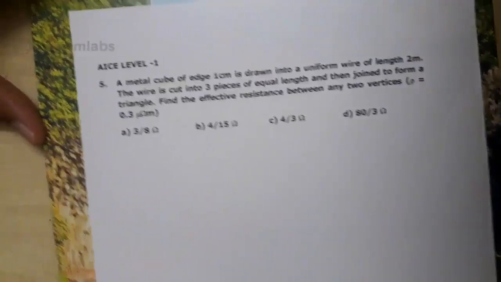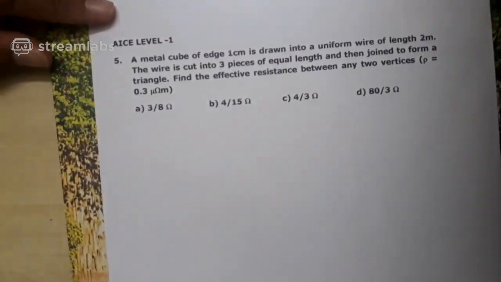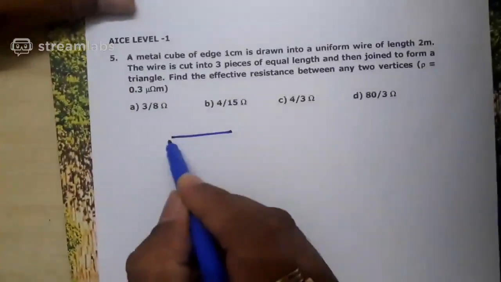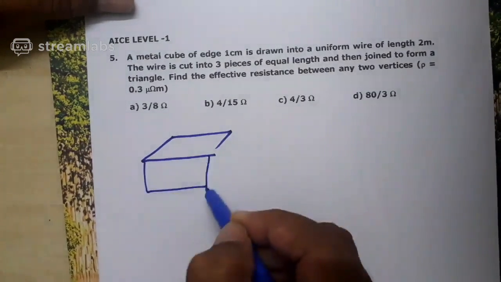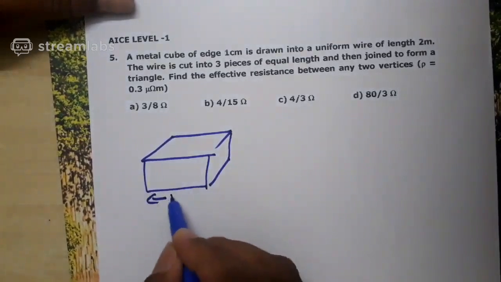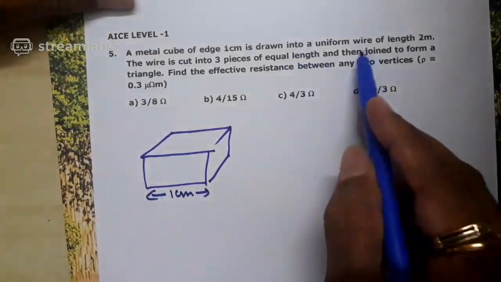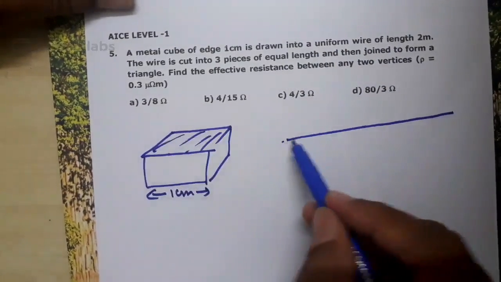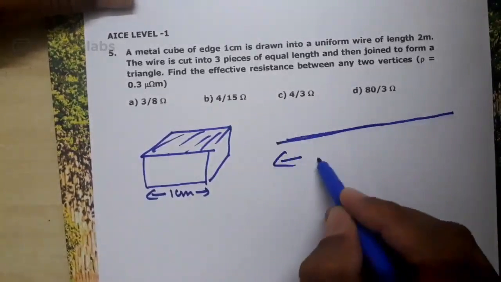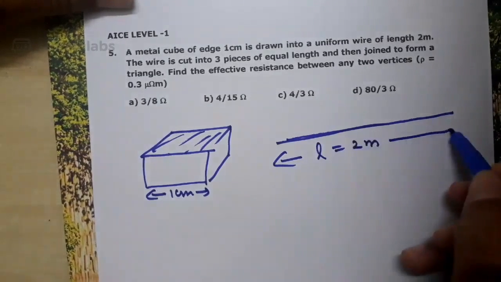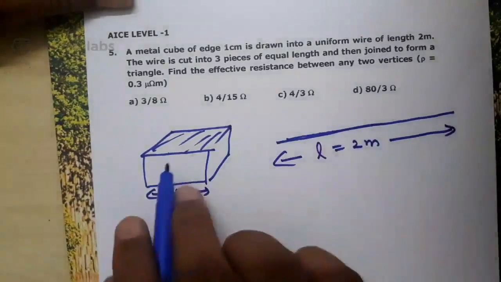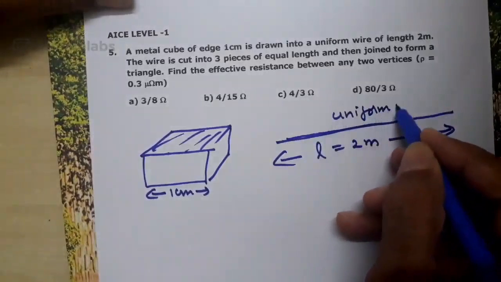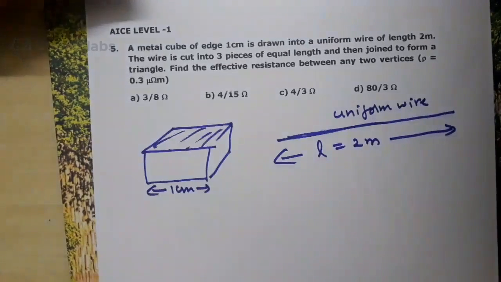Okay, look at this problem. A metal cube of edge 1 centimeter, means there is a metal cube in the problem whose side is 1 centimeter, is drawn into a uniform wire of length 2 meter. Uniform wire means throughout the length thickness is same.